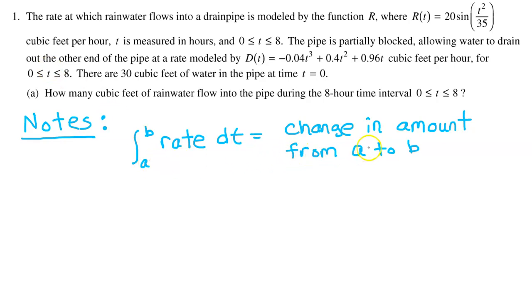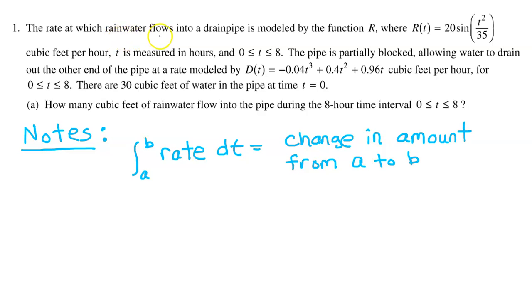Here's the number one thing you need to know in order to understand this problem. The definite integral of a rate from A to B is equal to the change in the amount from A to B. For example, if we have a function that gives the rate at which water flows through a pipe in cubic feet per hour, the integral of that rate from A to B will equal the amount of water that flows through the pipe from time A to time B in cubic feet.